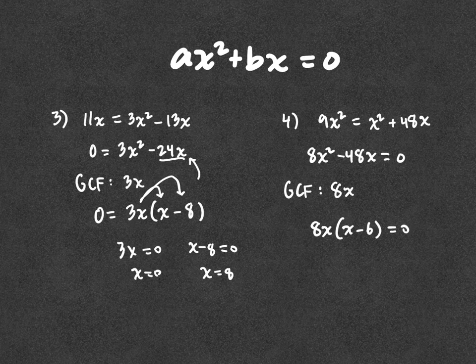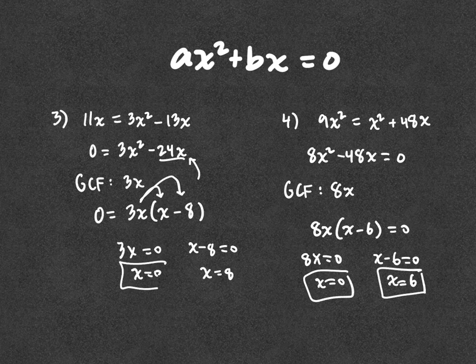Using what's called the zero product property, I haven't referred to it as that yet, just that both of these things would have to be true, either one or the other, or both. X equals 0 or x equals 6. Okay, there are our solutions to those quadratic equations. The boxed in answers are solutions to the original equations.